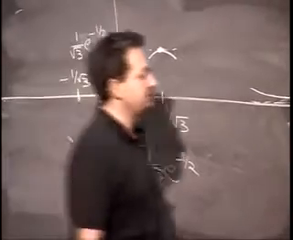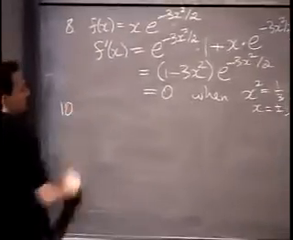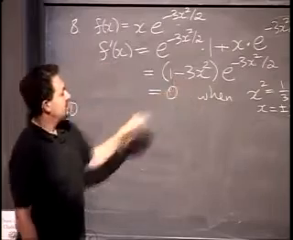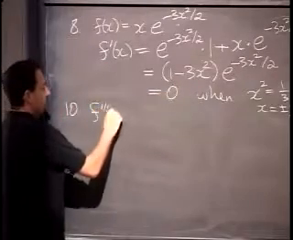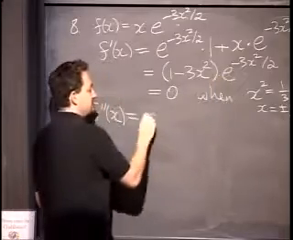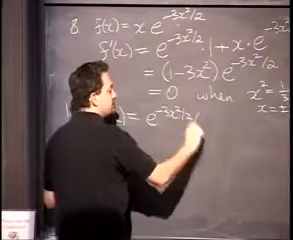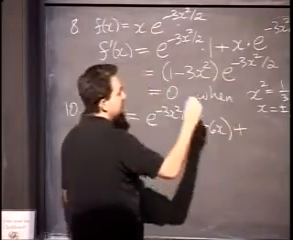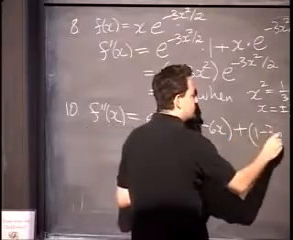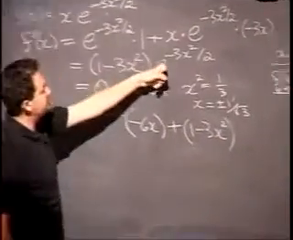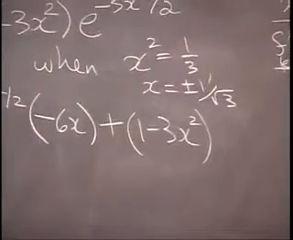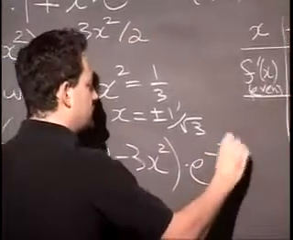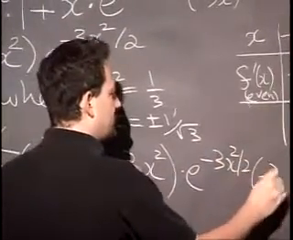But we still have to deal with the second derivative. So that's steps 8 and 9. Let's do steps 10 and 11. I'm going to use f prime of x is this. Now I have to differentiate that again. So it is the second term, e to the minus 3x squared over 2, times the derivative of this term, which is negative 6x, plus the first term, 1 minus 3x squared, times the derivative of e to the minus 3x squared over 2, which we already actually did. It's just e to the minus 3x squared over 2 times negative 3x.